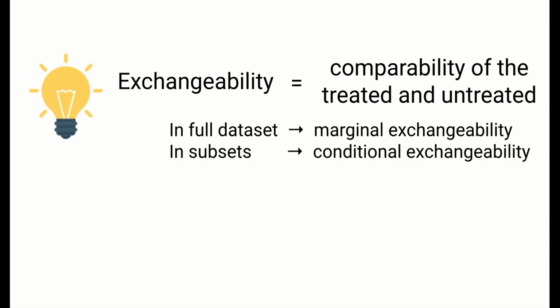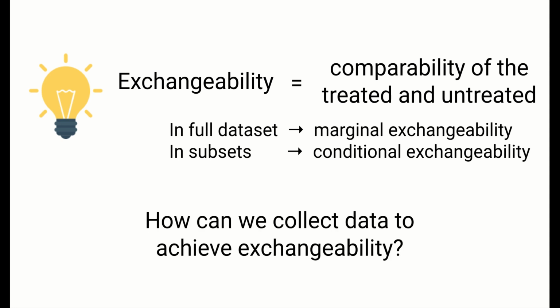Exchangeability can hold in the full dataset, or may only hold within subsets of the data. These were the notions of marginal and conditional exchangeability. It would be nice if we could collect data in a way that either form would hold in our dataset. How can we? Let's take a look at some ways of designing studies to achieve exchangeability.